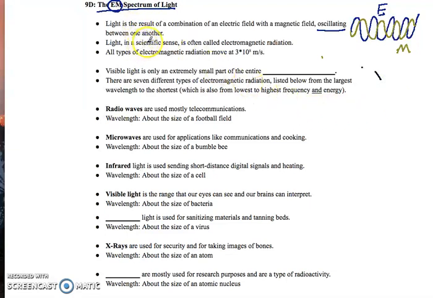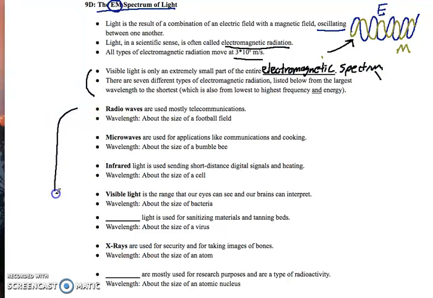Okay, and that's why light in a scientific sense is often called electromagnetic radiation, because it really is made up of an electric element and a magnetic element. All types of electromagnetic radiation move at 3.0 times 10 to the 8th meters per second, the speed of light. But it's important to note that visible light, what we can see, is only a small part of the electromagnetic spectrum. And that spectrum is below right here.